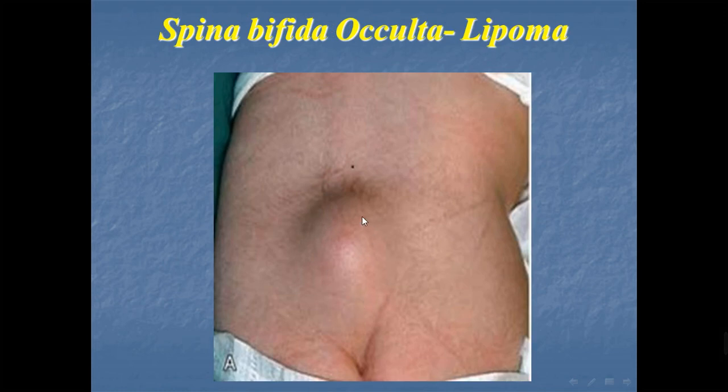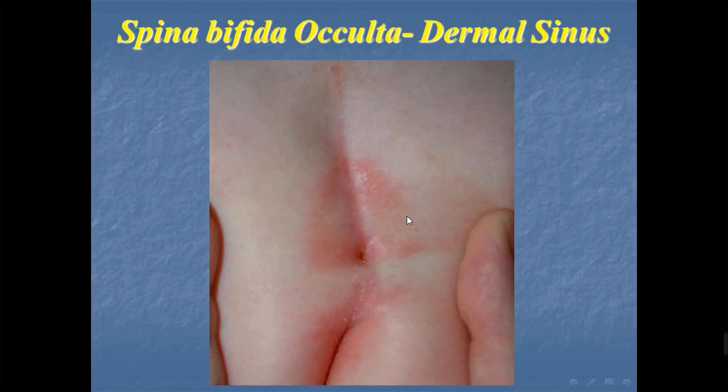This is a lipoma, this is a swelling, in addition to this abnormal hair. This lipoma may lead me to the diagnosis of spina bifida occulta. Or this is a dermal sinus lower down in the back, which may also lead to a diagnosis of spina bifida occulta.